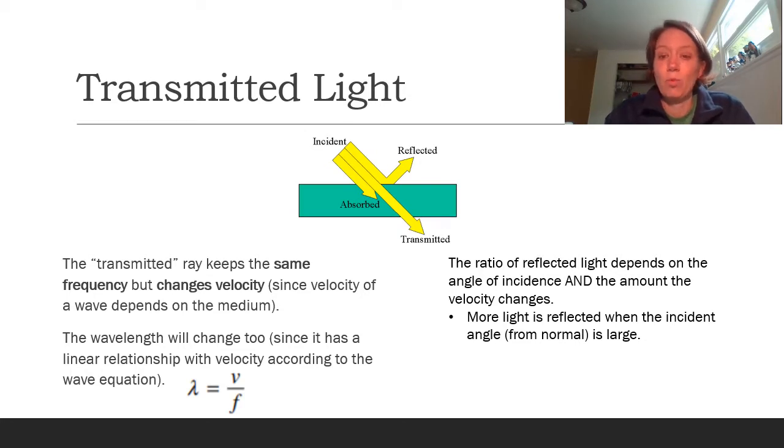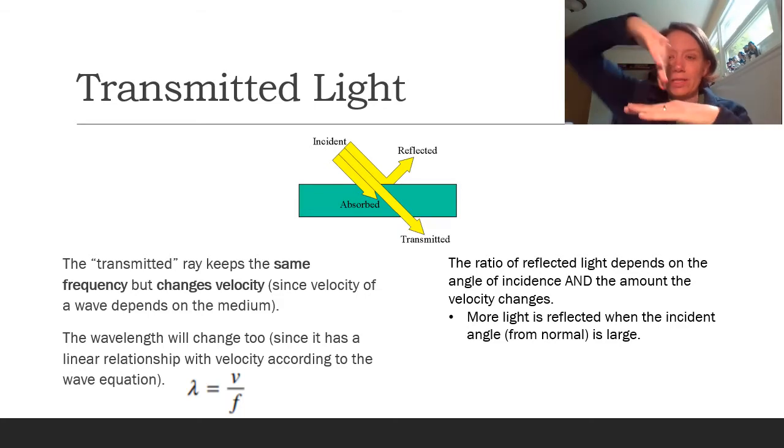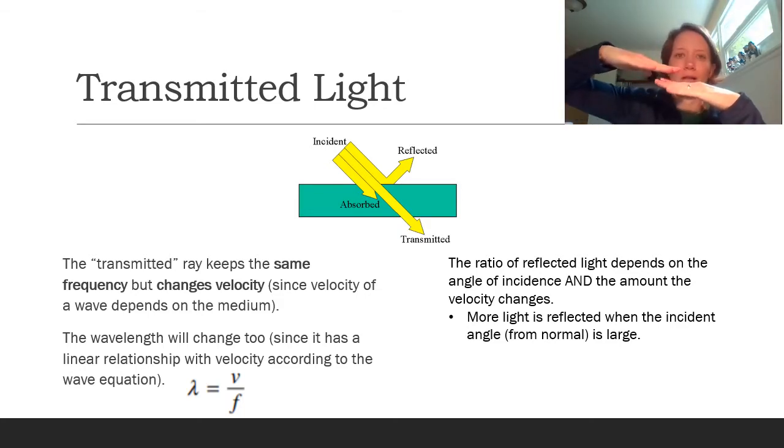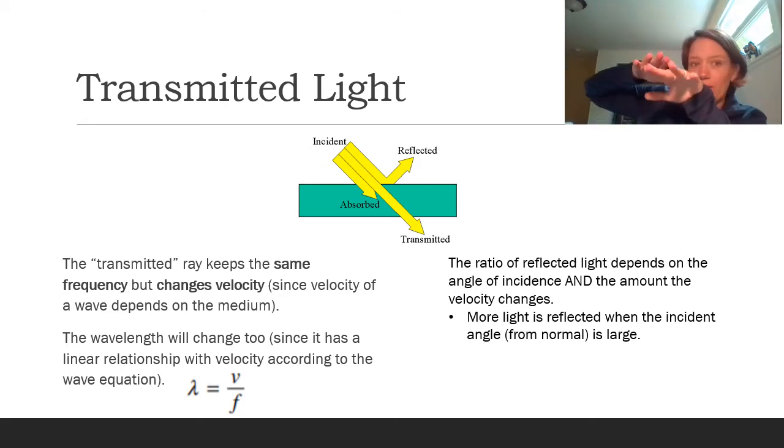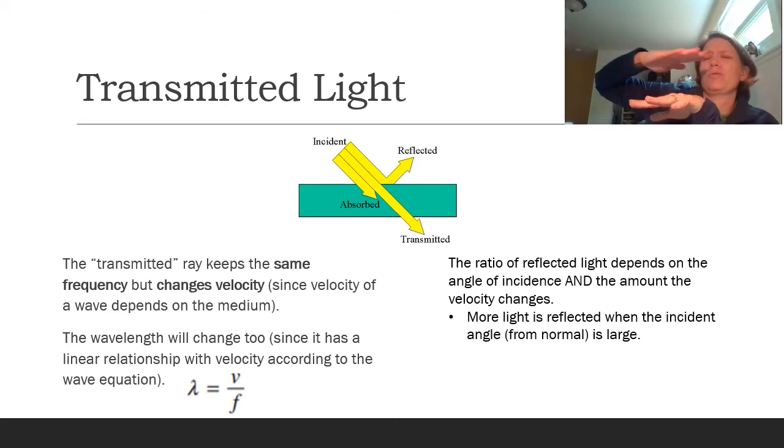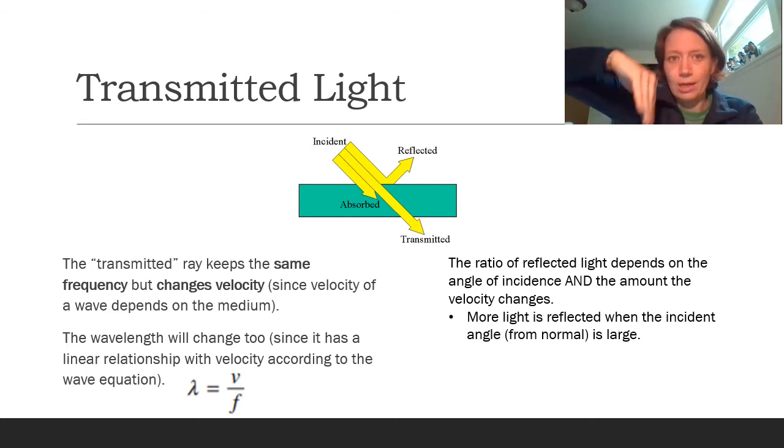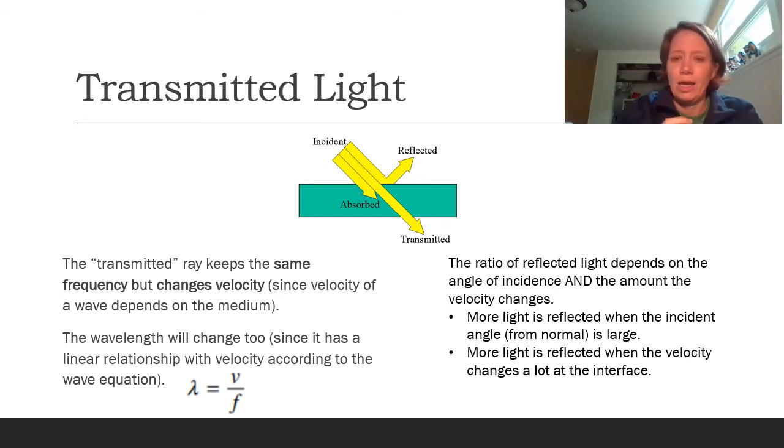Specifically, we get more reflected light when the incident angle is large. So that means that we are close to parallel with the surface. And that should kind of make sense to you if you've seen reflection off a lake, right? When you look really far away, that reflection's really, really bright. If you're looking straight down at the lake, we don't get quite as much reflection. And we also see more reflection when the velocity changes a lot. So when we have materials where the speed of light is dramatically different, we tend to get more light reflected off that boundary.